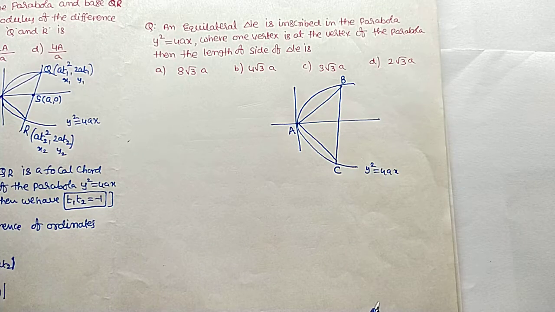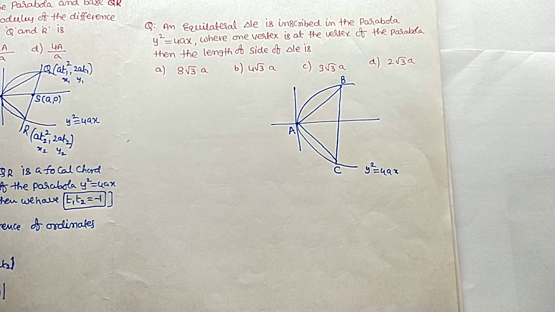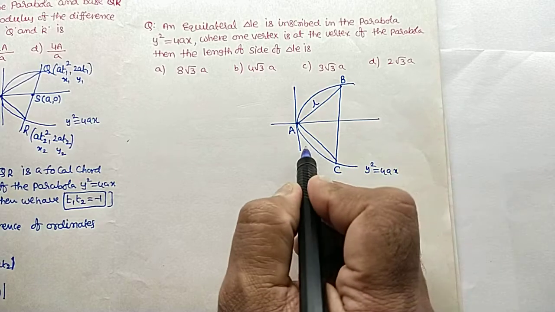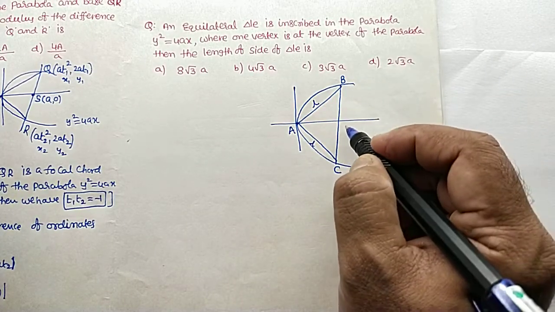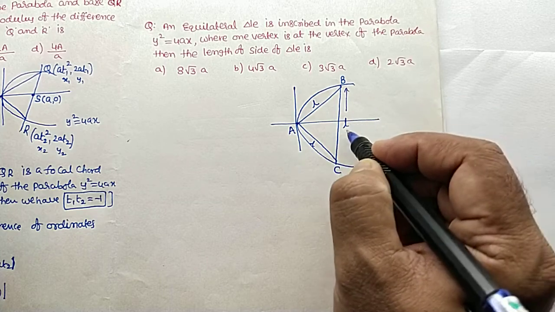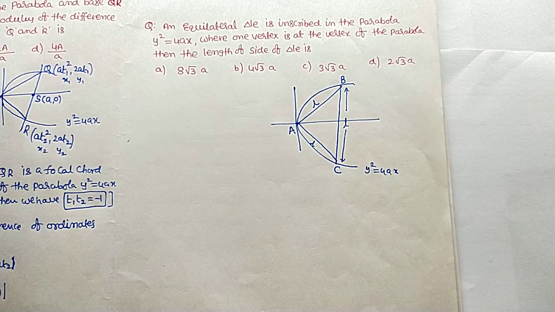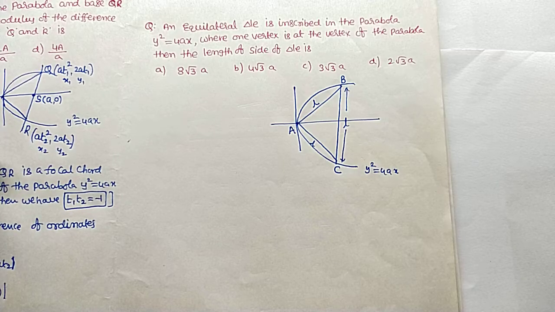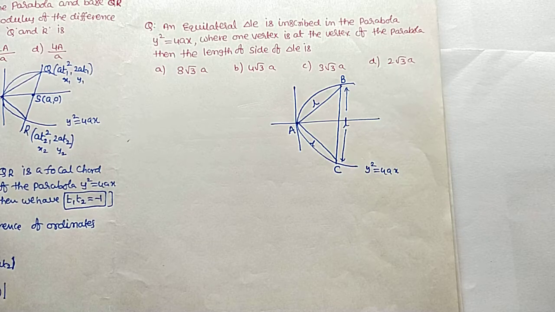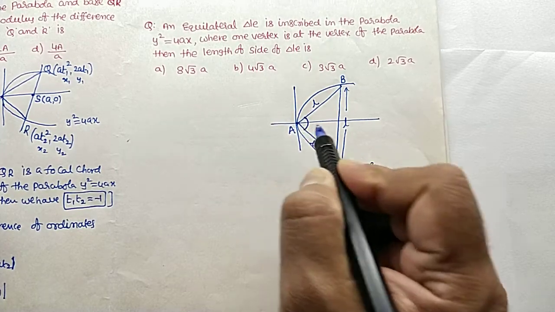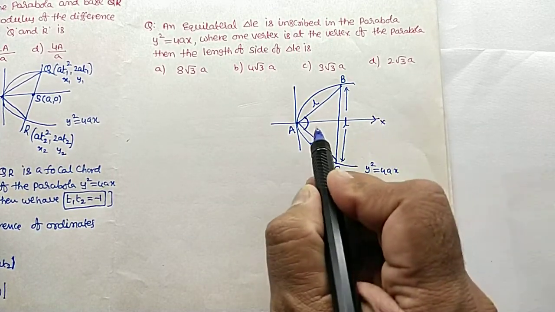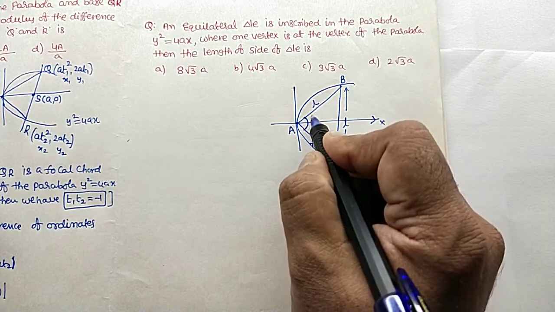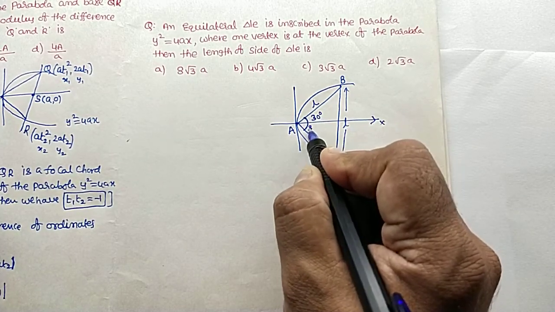After that, the inscribed triangle is an equilateral triangle, no? So I am taking all the lengths here: AB is equal to L, AC is also L, and BC is also L. We know that every angle in the triangle is 60 degrees, because it is an equilateral triangle. Whenever the angle here is 60 degrees, the axis of the parabola is bisecting it, so here 30 degrees, and here also 30 degrees.